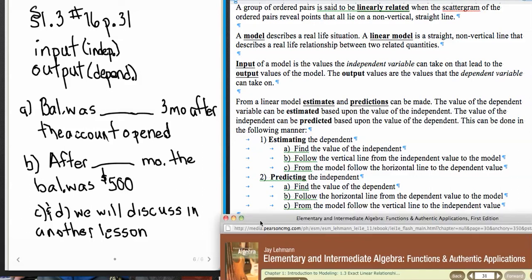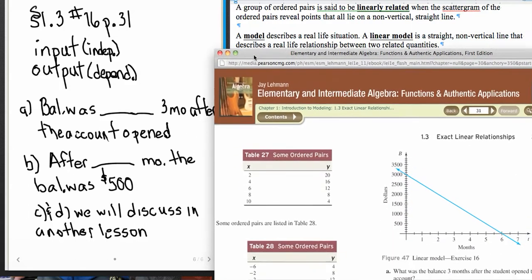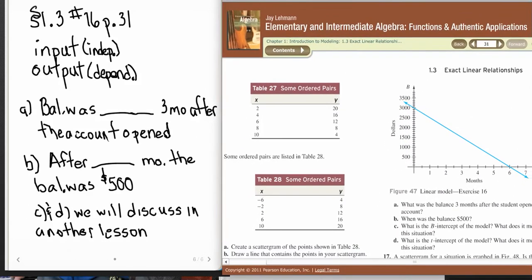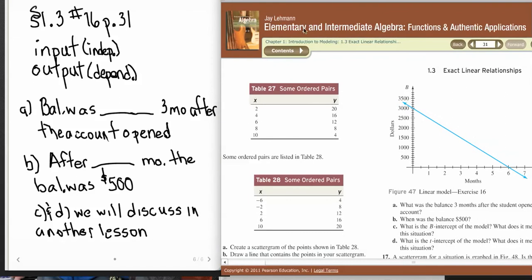The example that we're going to do is on page 31 of your book, and we are going to be using the model right here that you see. So this is Lehmann's section 1.3, and we're doing example or problem number 16. So I've written some stuff over here on my notepad so you know what we're doing. So inputs and outputs, those are the things that we have introduced: independent values, dependent values.